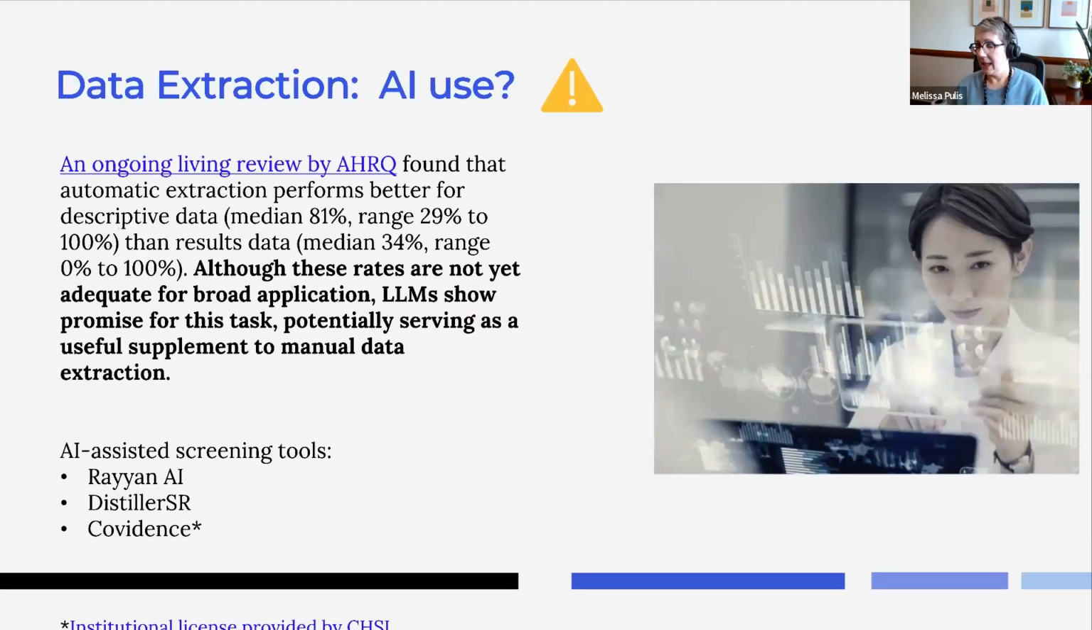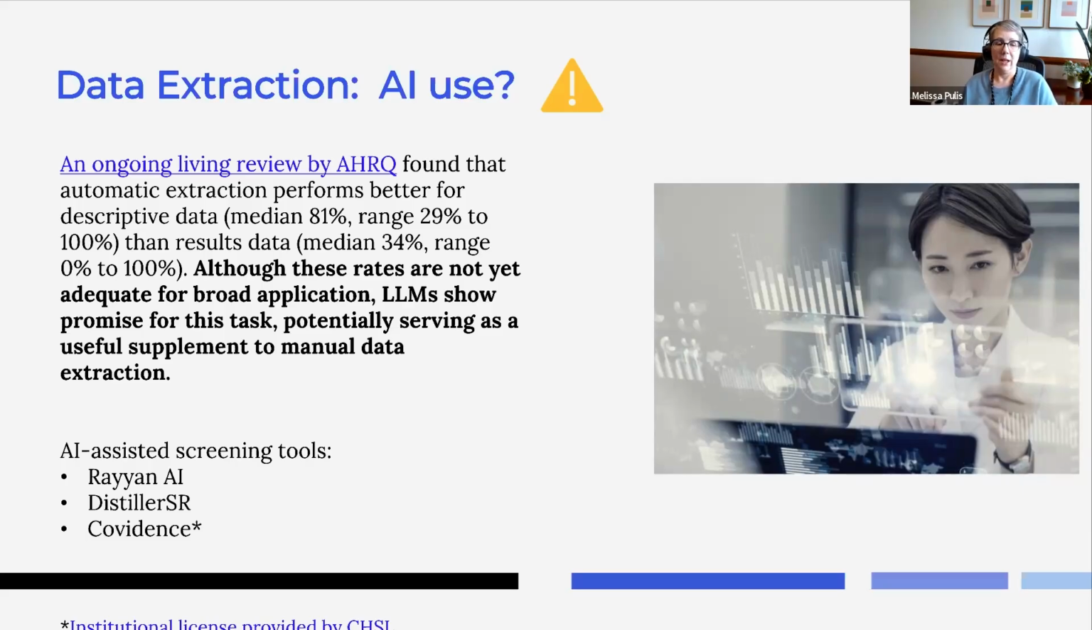So next stage is data extraction. And again, AI use here shows some promise, but it's not quite there yet. So I cited a study here, an ongoing living review by AHRQ. It found that AI automatic extraction is better for descriptive data than results data, but it's not yet adequate for broad application. So what this means is it's getting there.